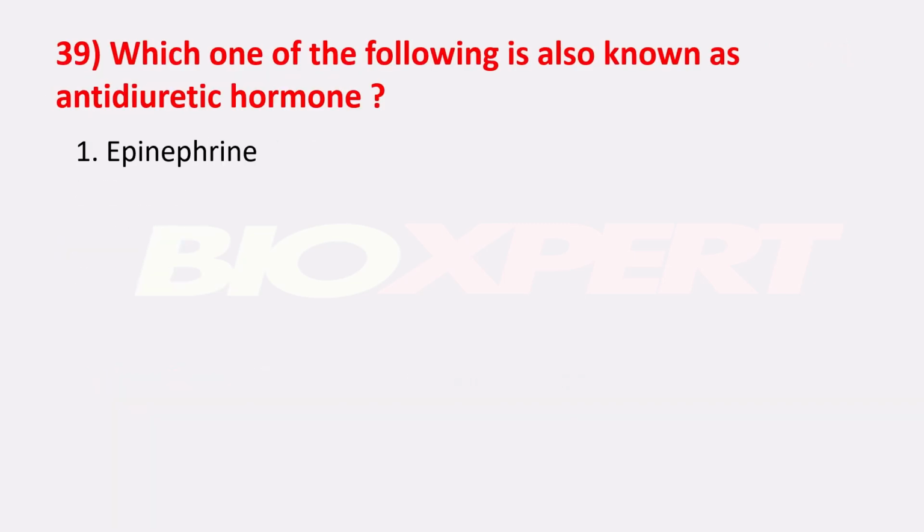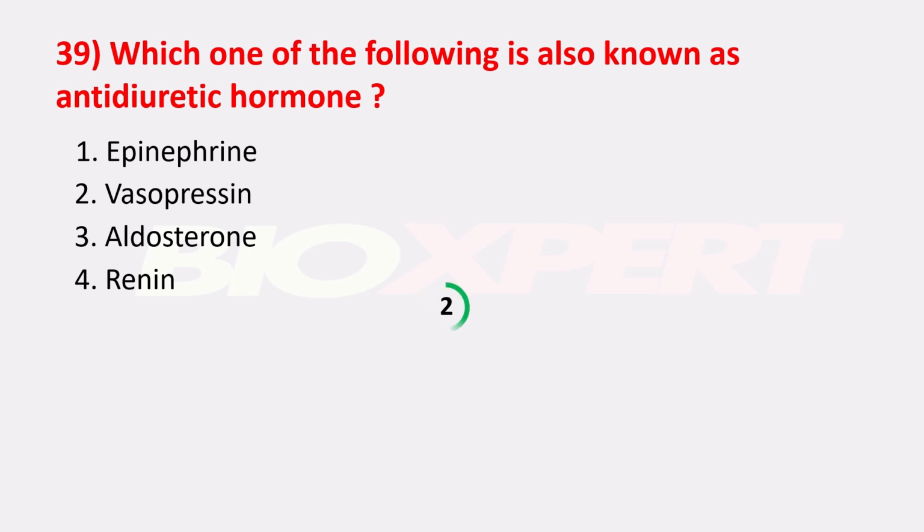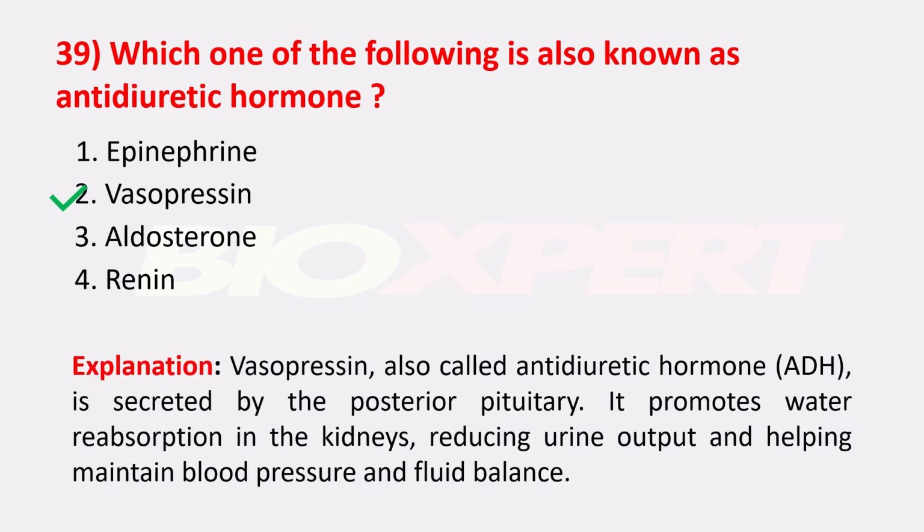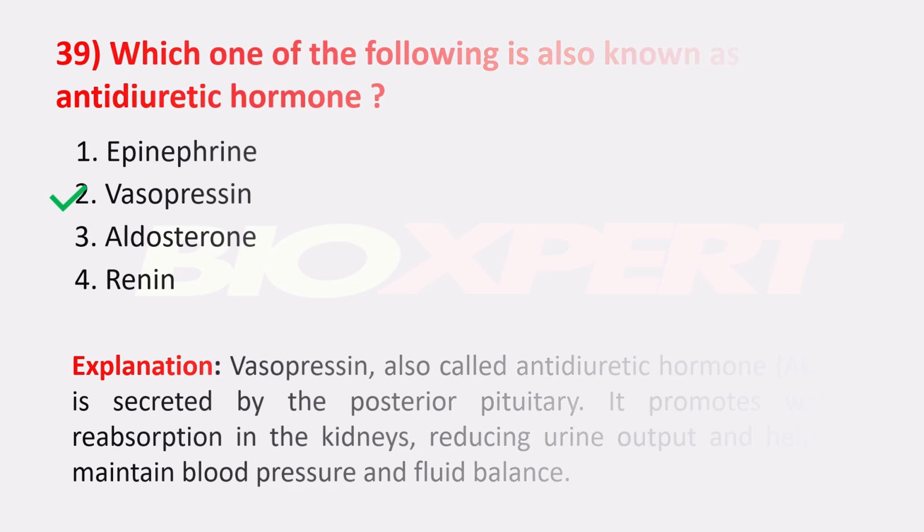Which one of the following is also known as antidiuretic hormone? Vasopressin. Vasopressin, also called antidiuretic hormone, is secreted by the posterior pituitary. It promotes water reabsorption in the kidneys, reducing urine output and helping maintain blood pressure and fluid balance.